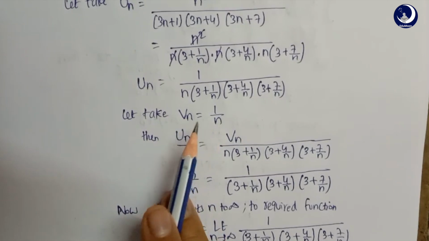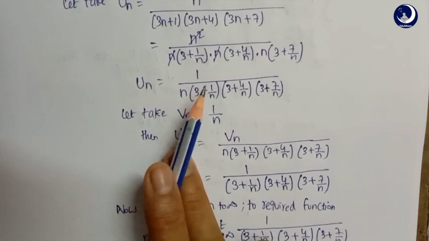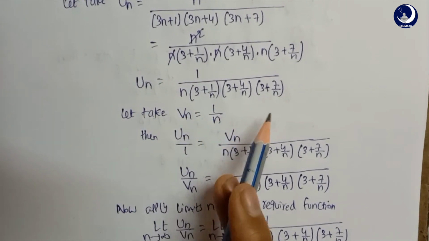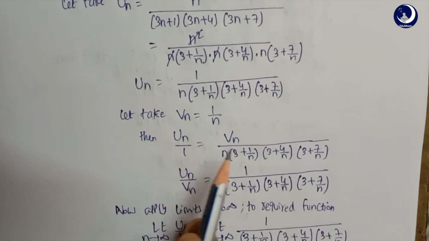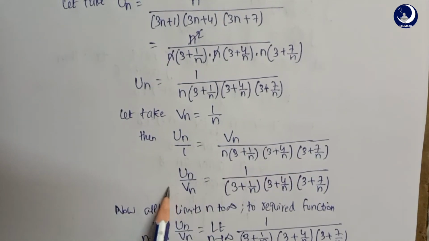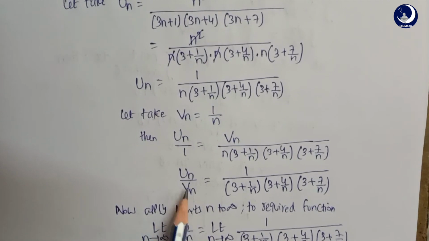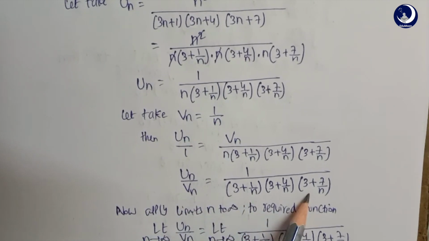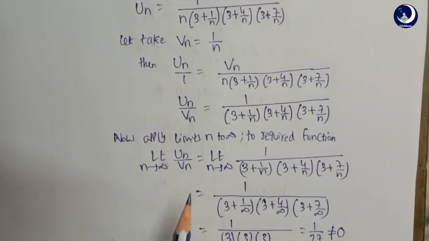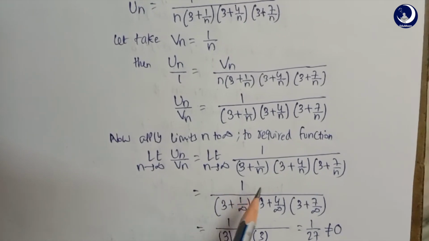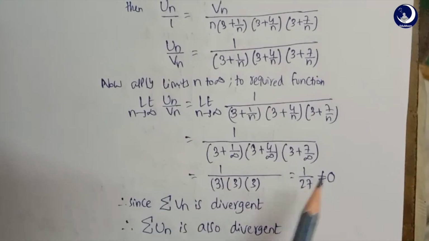Let vn equal to 1 by n. That means this 1 by n constant was vn. I take un equal to vn by this. By dividing, un by vn equal to 1 by this form. Now apply limit n to infinity. Then by applying the limit you get the value 1 by 27.